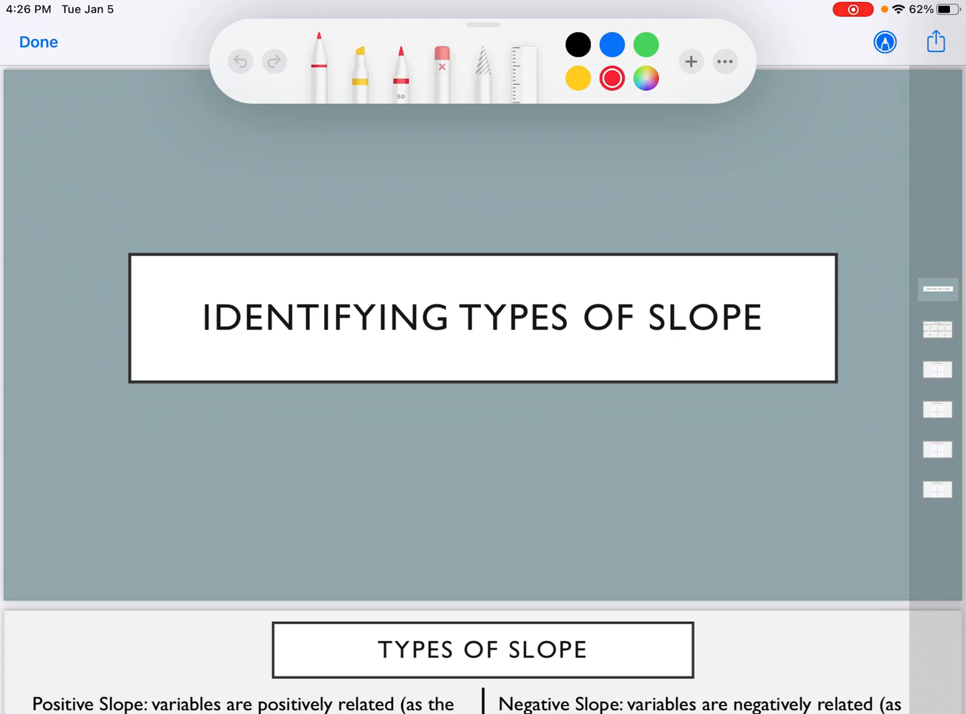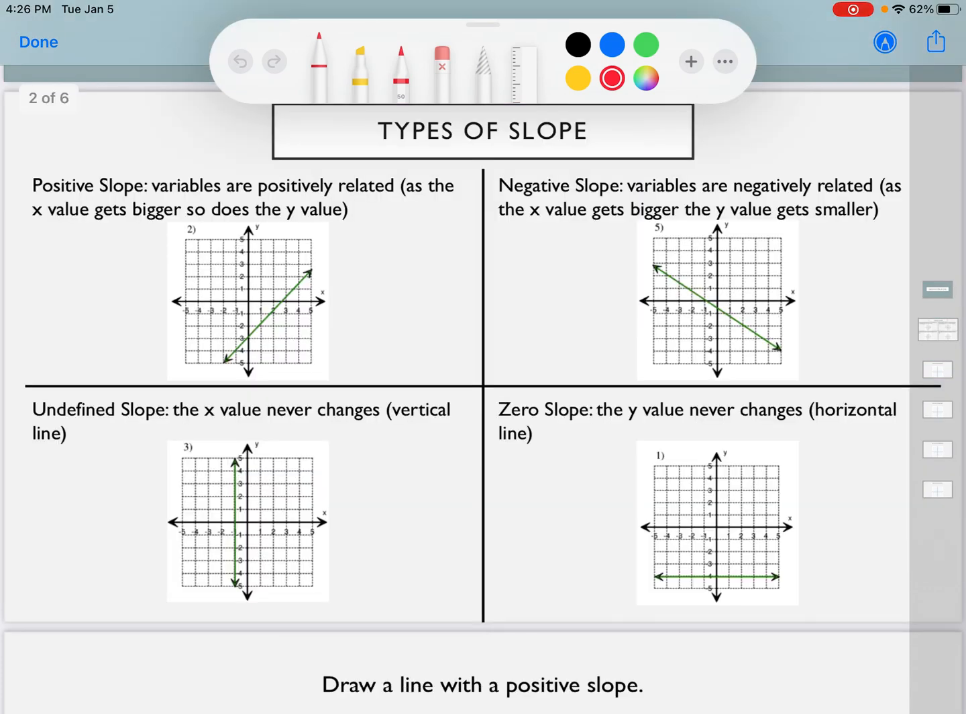So today we're talking about identifying types of slope. Today we're just talking about them in the graphs themselves. When you get into 2B, you'll be giving slopes a numerical value. 2A, you'll be giving them a numerical value, but 2B, you'll be doing it without the graphs at all. So today we're just looking generally at the four types of slope. So we have positive, negative, undefined, and zero slope.